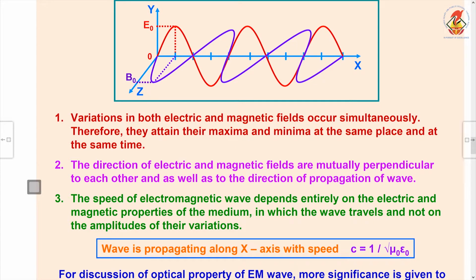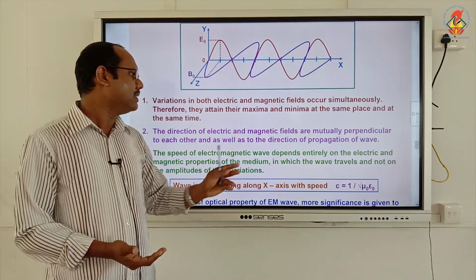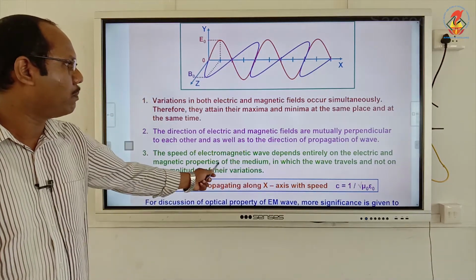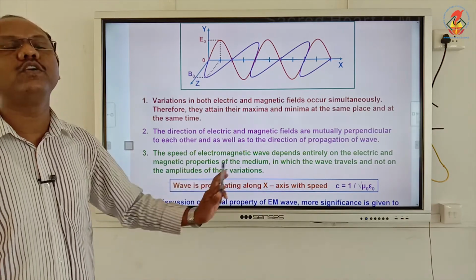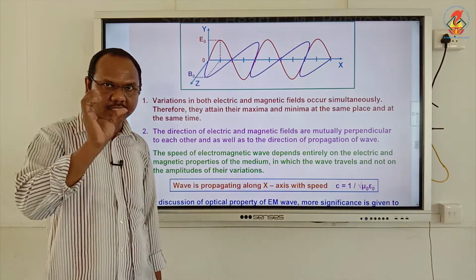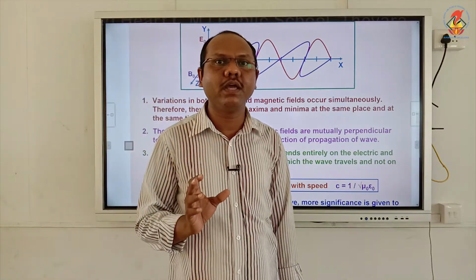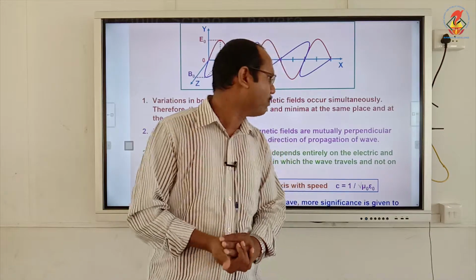the medium. If there is a medium, then the speed depends on the electric and magnetic properties of the medium and not on the amplitude of their variations. Speed does not depend on the amplitude. Speed depends only on the electrical and magnetic properties of the medium.